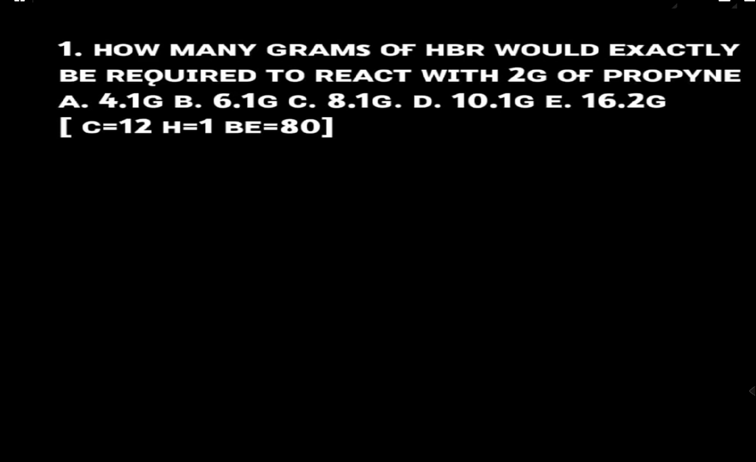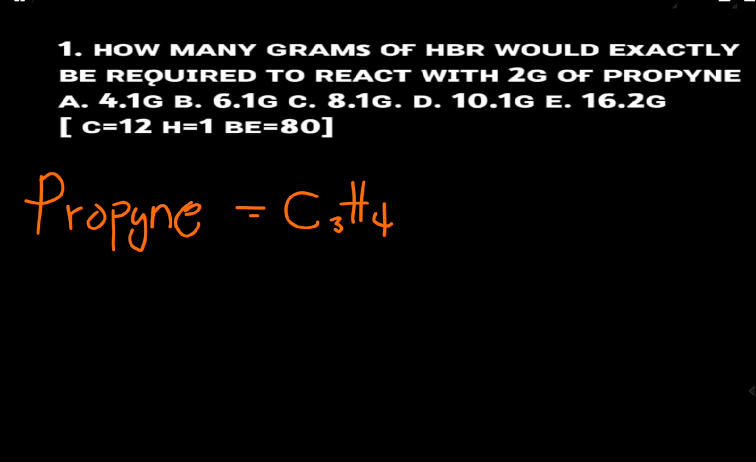Propyne, you need to first know what propyne is. Propyne is C3H4. So this is the chemical formula of propyne. And we're given hydrogen bromide. So hydrogen bromide rightly given there is just HBr, hydrogen bromide. Next thing to do is to balance your equation.